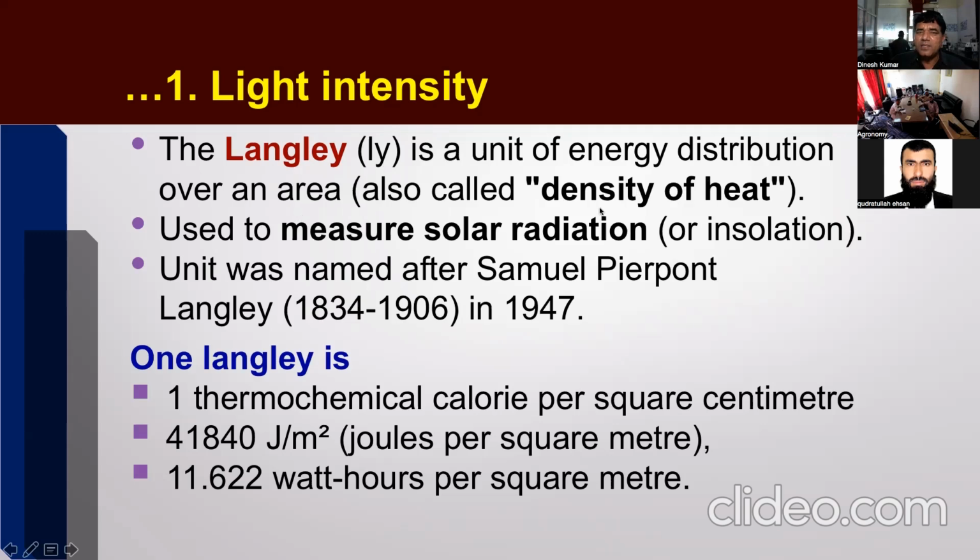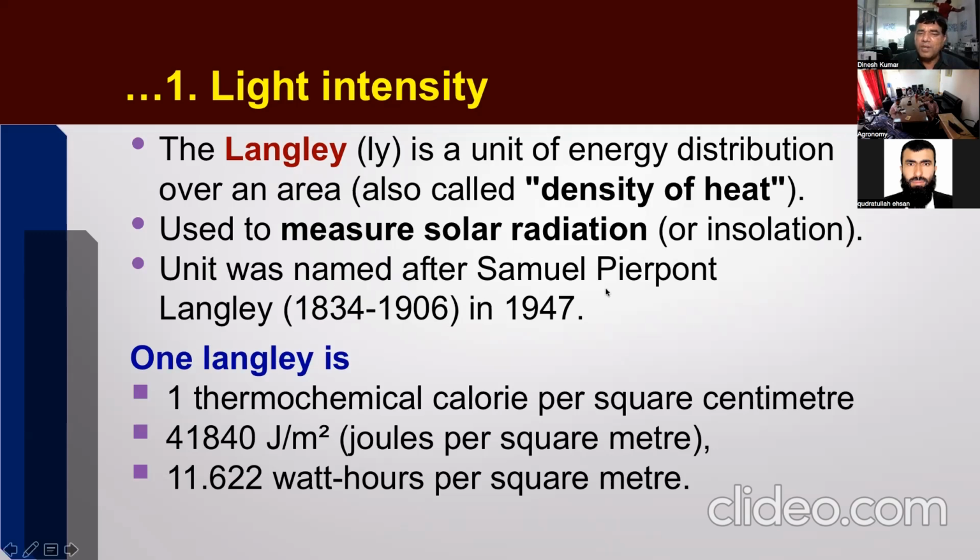And light intensity is also called density of heat, because you know solar radiation carries light and it also carries temperature. Many times you cannot separate light intensity and temperature. Normally, the higher the light intensity or solar radiation, the higher the temperature, and vice versa. So this Langley, or the light intensity, is actually density of heat, and it is used to measure solar radiation or insolation, incoming solar radiation.